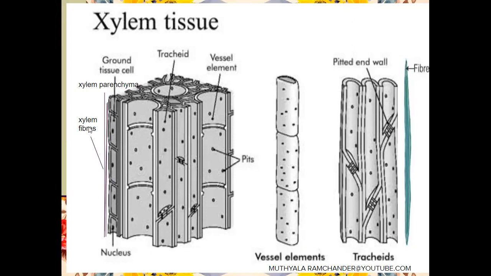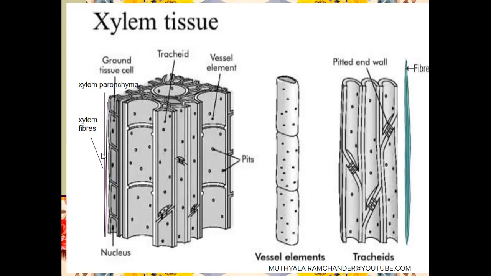Then outside of the xylem parenchyma, xylem fibers are present. The xylem fibers are of large length. They look like sclerenchyma tissue and belong to sclerenchyma tissue. They mainly help in mechanical support to the xylem. Xylem parenchyma is also of two types: ray parenchyma and tangential parenchyma. Ray and tangential parenchyma help in storage of food material, and that food material is supplied to the tracheids and vessels.